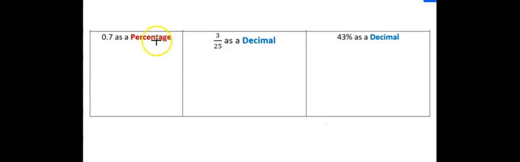So you're converting 7/10 to a percent, 3/25 to a decimal, and 43% to a decimal. Show your steps as we've been doing all along so we can see your thinking and you can check to make sure you have the steps figured out correctly. Pause the video, turn it back on when you're done.